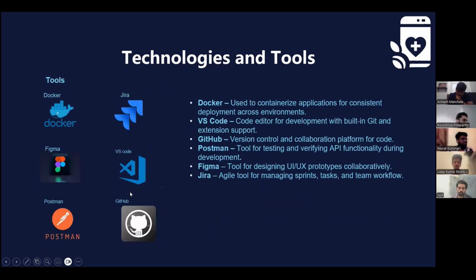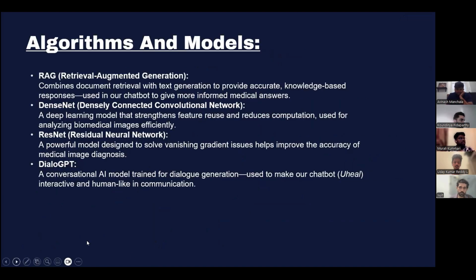Yeah, next one. So Jira we are using for organizing our work and everything, and Docker we are using for containerization of the production environment. And Figma, Avinash designed everything. VS Code is the platform where we write the code. Postman we are using for testing the APIs, and GitHub is where we hosted the code. Next.